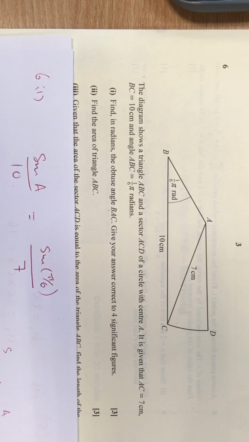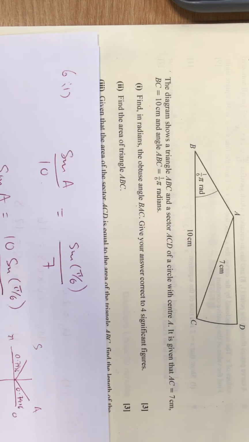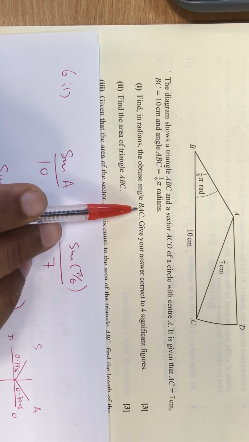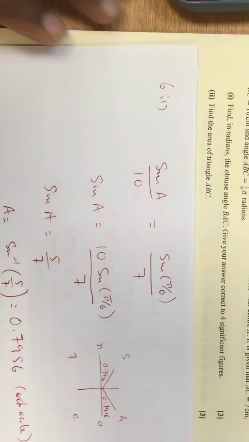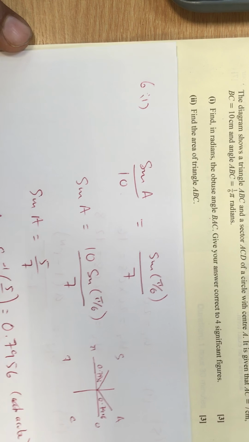2018, question 6. Let's do part 2. Now the part 2, we worked out for the first part that it does say find out the obtuse angle BAC, and we worked out that to be 2.346 to four significant figures. Now it goes to work out the area of the triangle ABC.